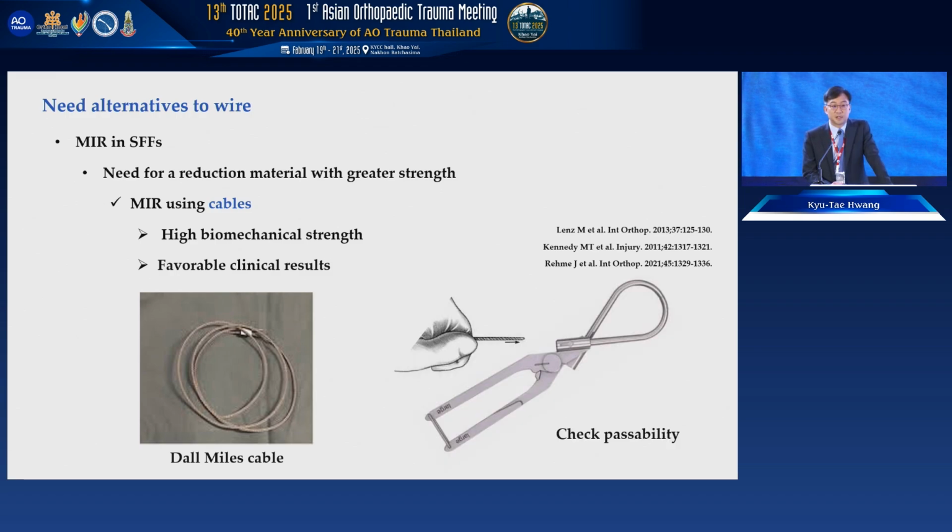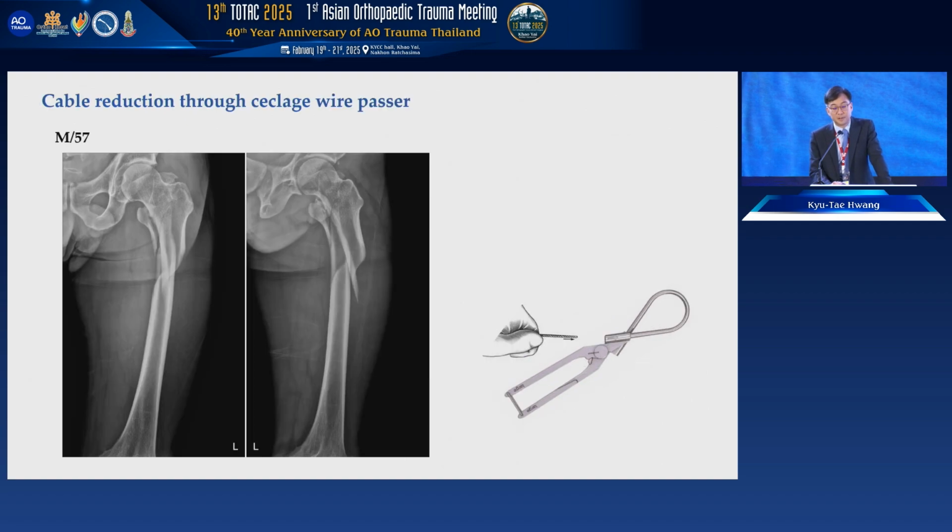And then I checked the possibility that cable can pass through the circlage wire passer, and it is possible. So in the next case, cable reduction through the circlage wire passer was planned.